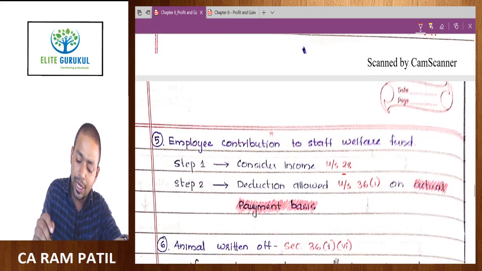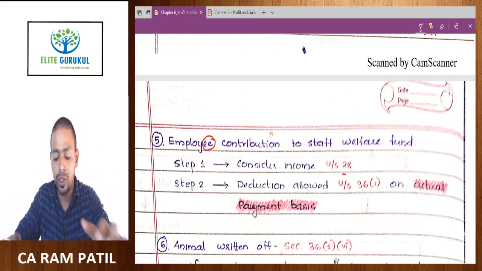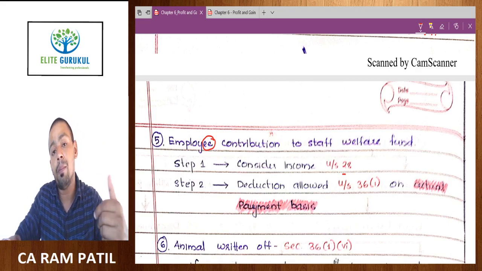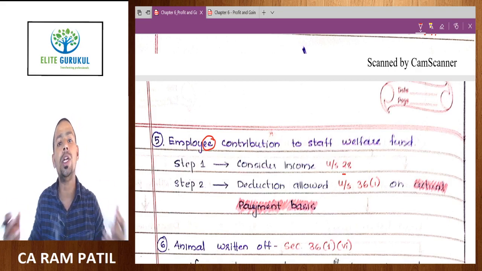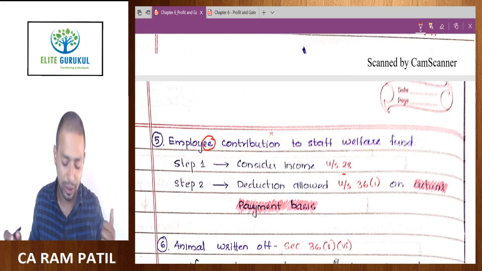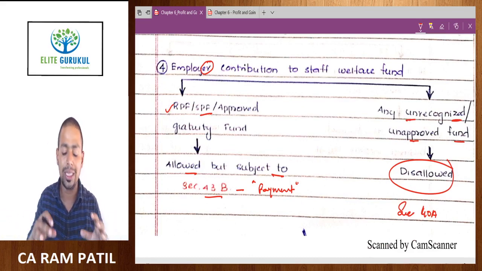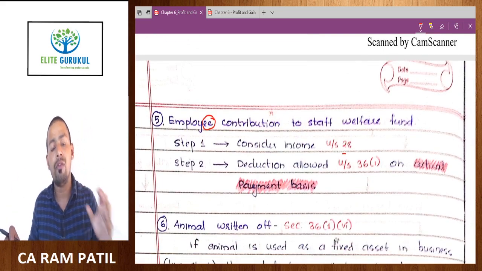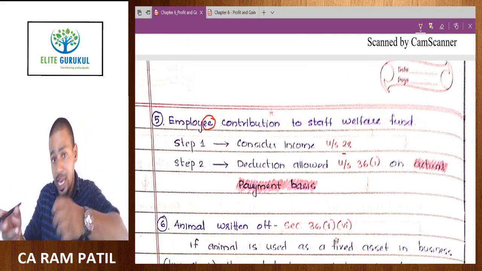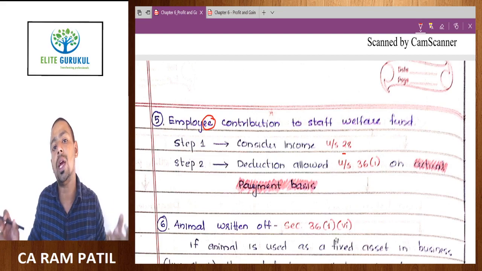Not only this, in section 36 subsection 1, we also give deduction of employee contribution to employer. Now you will get confused here. Why are we giving deduction of employee's contribution to provident fund to employer? Because see, if salary is paid by employer to employee, then employer should get deduction. Employer contribution to provident fund for the benefit of the employee, employer should get deduction because this is the cash outflow from his own pocket. But employee contribution to staff welfare fund is the outflow from employee's pocket. So employee is the one who is contributing for his own future. Then how come we are giving deduction to employer?